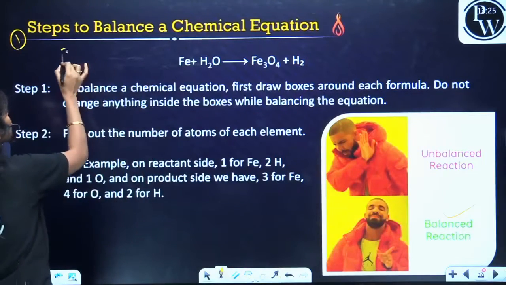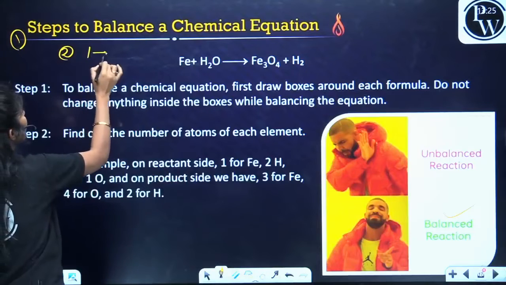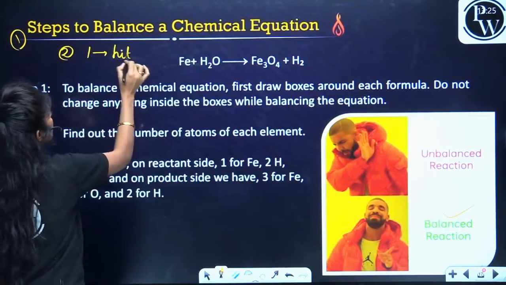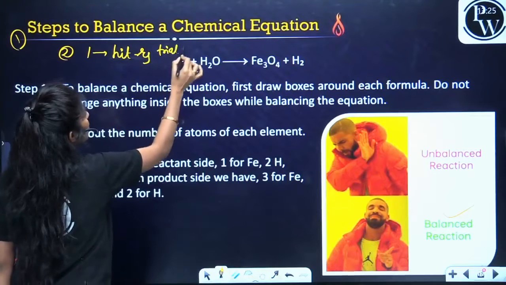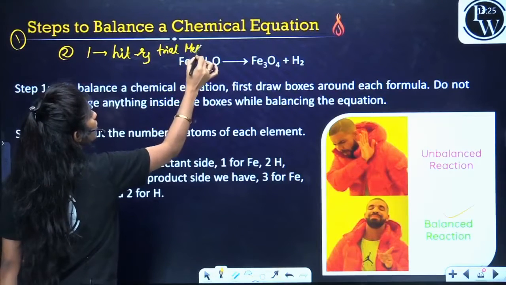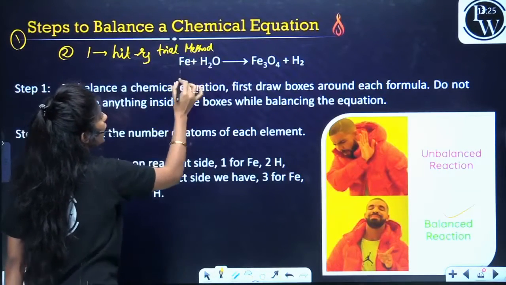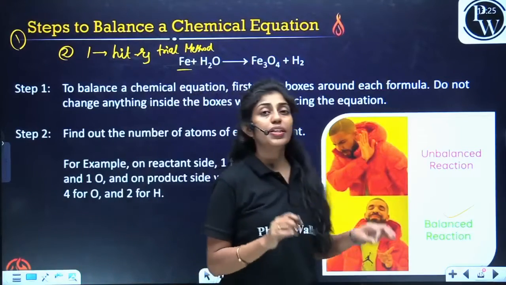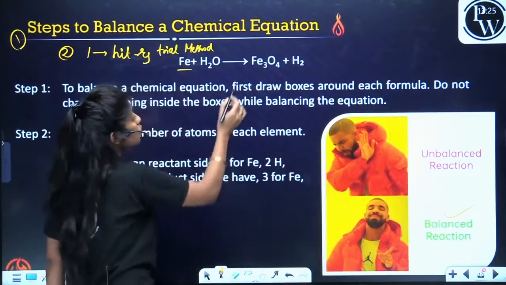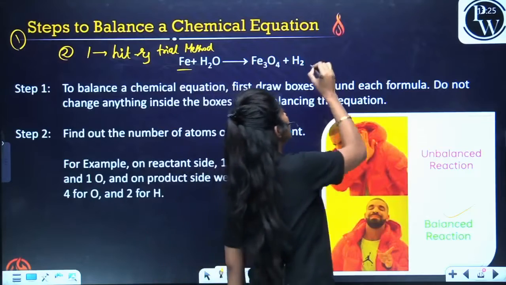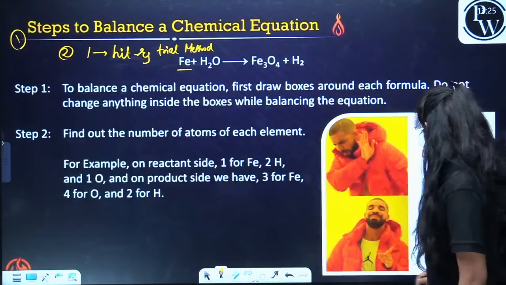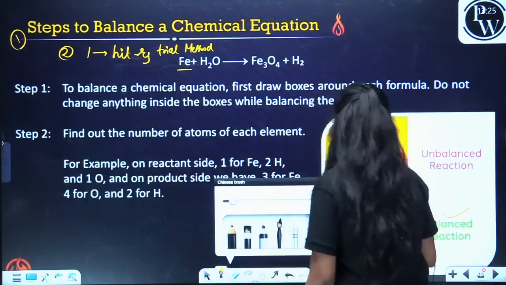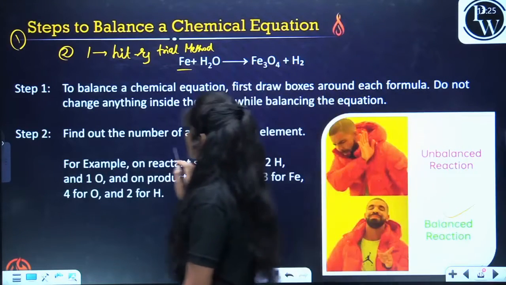We have two methods. One is the hit and trial method. Suppose we have this reaction. Fe reacts with H2O and gives you Fe3O4 and hydrogen gas is evolving. So we need to balance this. Let's check how we can balance this.